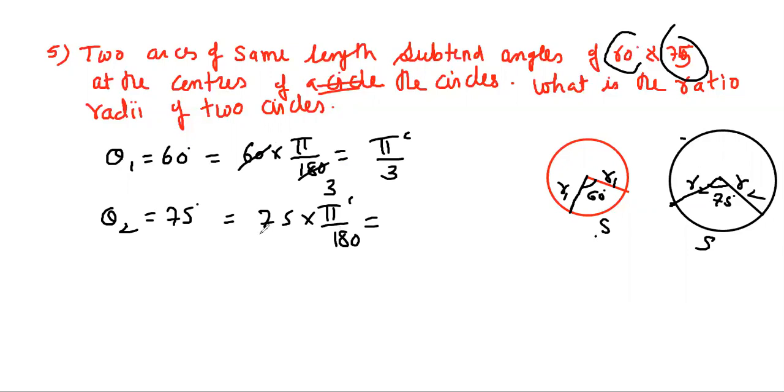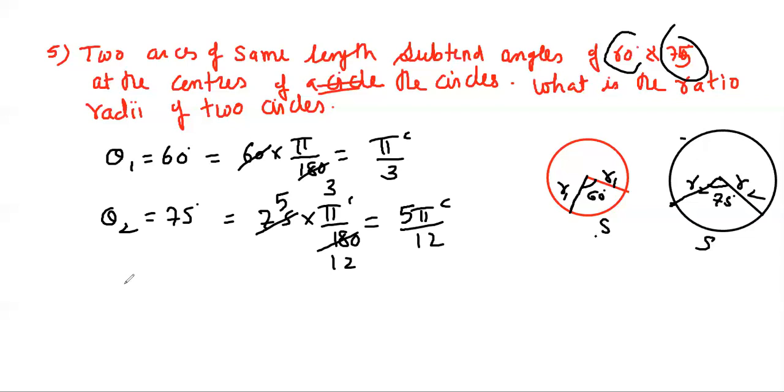If I try to cancel this, which table will it come in? It will come in the table of 15. 15 5s are 75 and 15 12s are 180. So this becomes 5 pi upon 12 radians. Okay, I got both the thetas, theta 1 and theta 2.